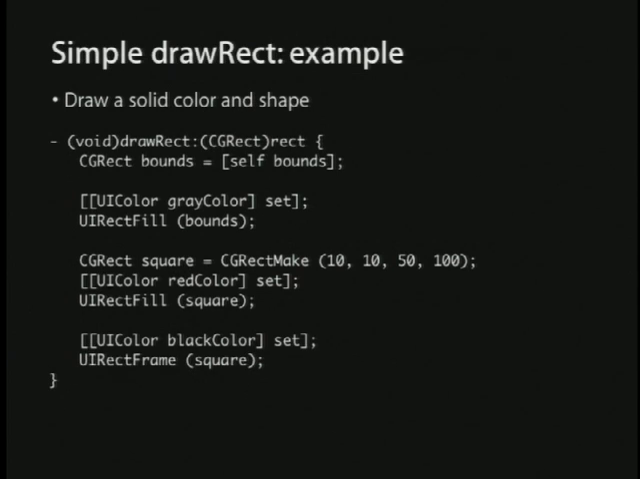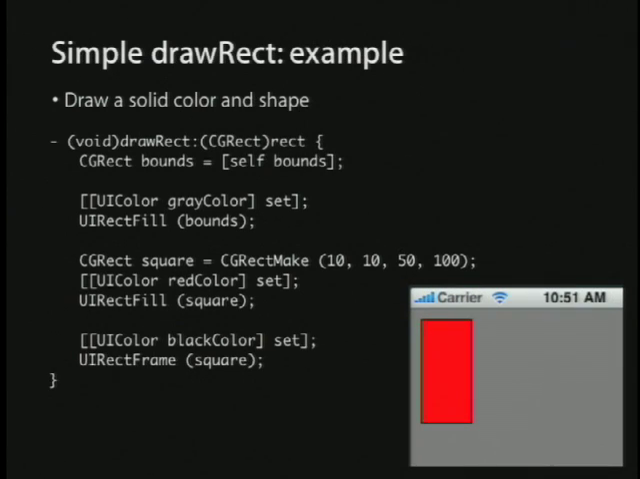So then we can get another rect, we'll call CGRectMake, and create it with x, y of 10, 10 and width, height of 50, 100. We'll set a red color and then call UIRectFill again on this square. So that's going to fill in just a little rectangle that's a small part of our view. And finally, we'll call black color set and then call UIRectFrame, which is just going to outline that rect that we just defined there. So what do we end up with? Well, it's pretty much what you expect. We've got a full gray background on our view, a rectangle that's filled with red, and it's framed in black.